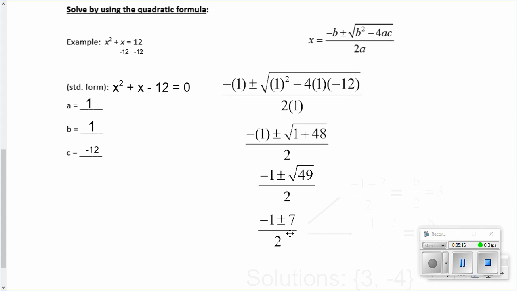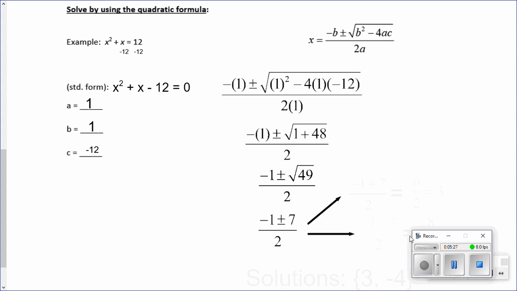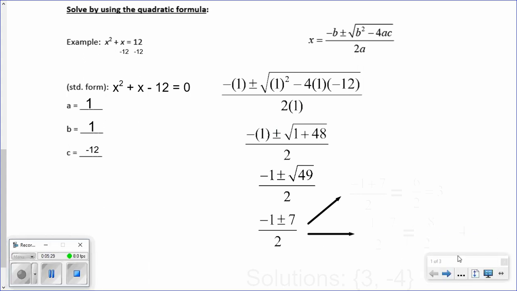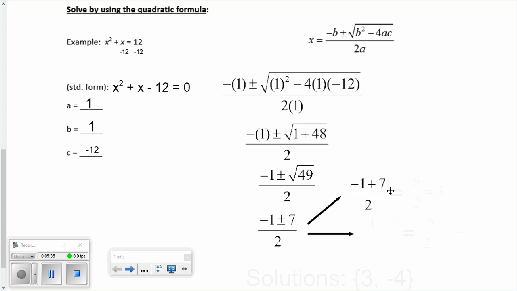Now, here's the part where you kind of have to split it because you're dealing with two different operations. You've got a plus and a minus here. So I'm going to split it into two different equations. And I'm going to move all this stuff out of the way because I need this space over here. So I'm going to write it once with the plus sign and once with the minus sign. So I have -1 plus 7 over 2 and -1 minus 7 over 2.